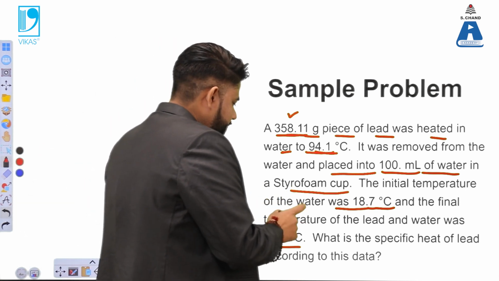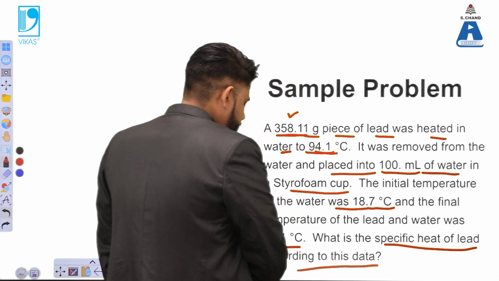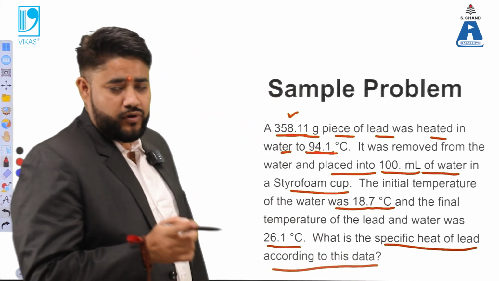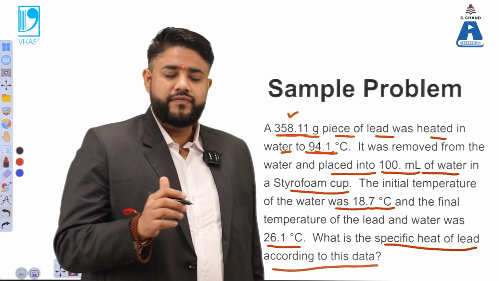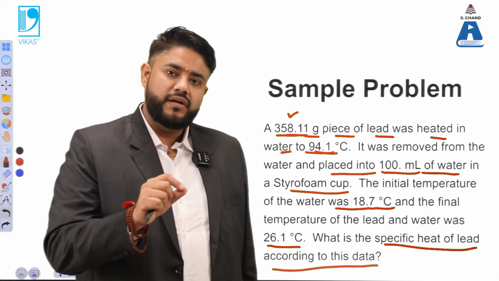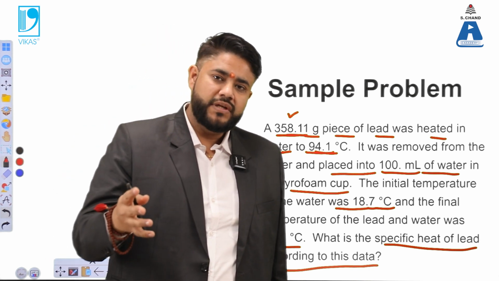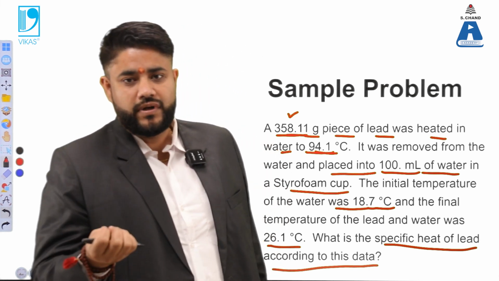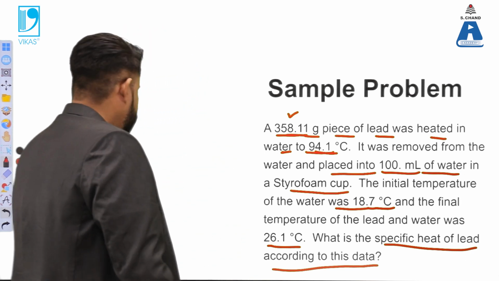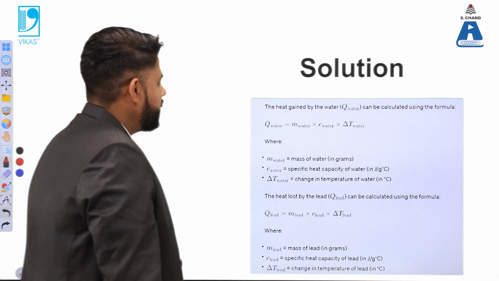Now the data is asking about what is the specific heat of the lead according to this data. That means I have already told you the process in which we generally undertake that the heat which is lost by the system is equal to the negative times the heat which is gained by that particular system. So we'll use that particular concept. Firstly, understand what the concept is.